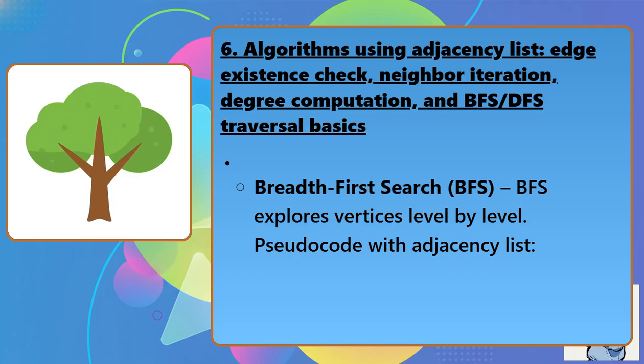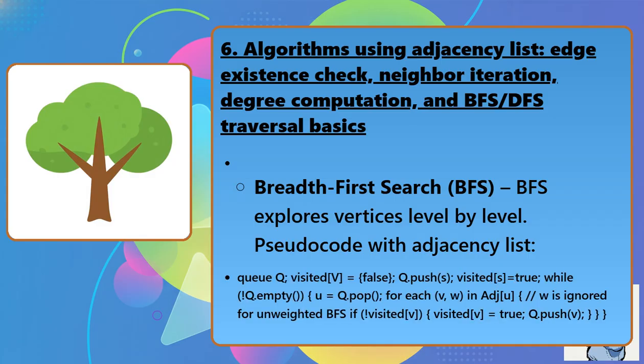Breadth first search, BFS, explores vertices level by level. Pseudocode with adjacency list: Q; visited[v] = false. Q.push(s); visited[s] = true; while not Q.empty: u = Q.pop. For each (v, w) in edge[u], where w is ignored for unweighted BFS: if not visited[v], then visited[v] = true, Q.push(v).